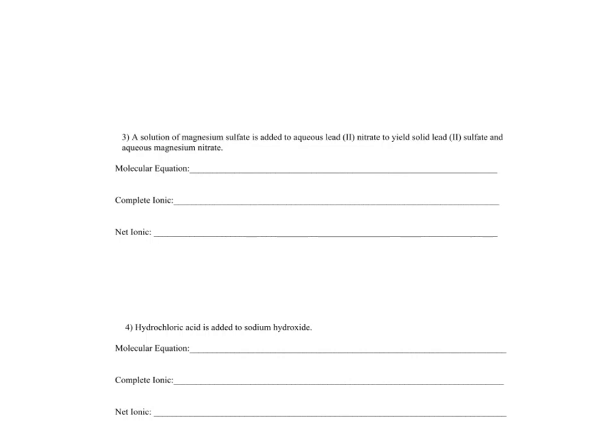So starting here, a solution of magnesium sulfate. It's saying that it's a solution, which means it's going to be aqueous. Okay, magnesium sulfate. So magnesium we know has a +2 charge. Sulfate has a -2 charge. So magnesium sulfate is MgSO4. It's in the aqueous form.